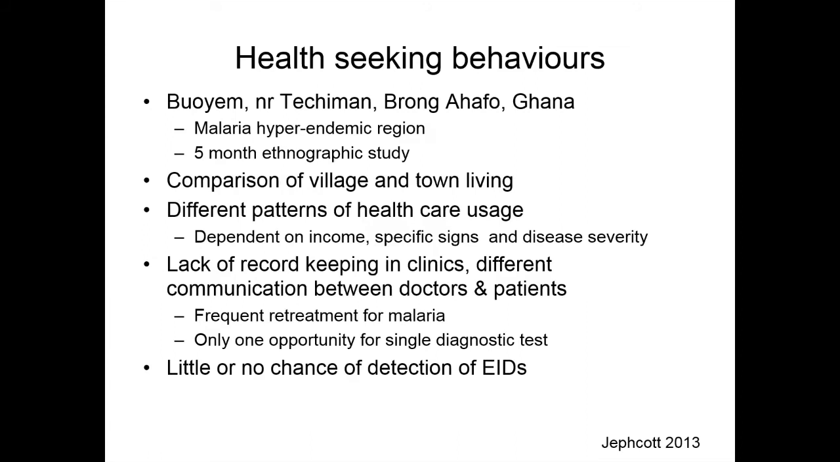There were unsurprising differences, particularly related to income, but also to signs of disease that people found in themselves and how ill they became that impacted on the healthcare usage. But one of the things that was common between both the towns and the much more rural centres was that when people did present themselves to westernised healthcare clinics, they were usually, with a temperature, just treated for malaria. Now, in many cases, the temperature will be malaria.